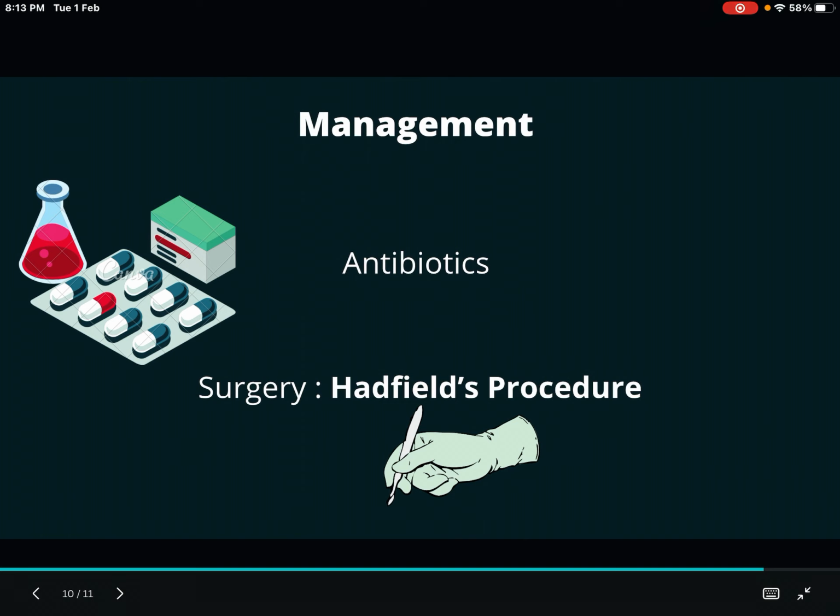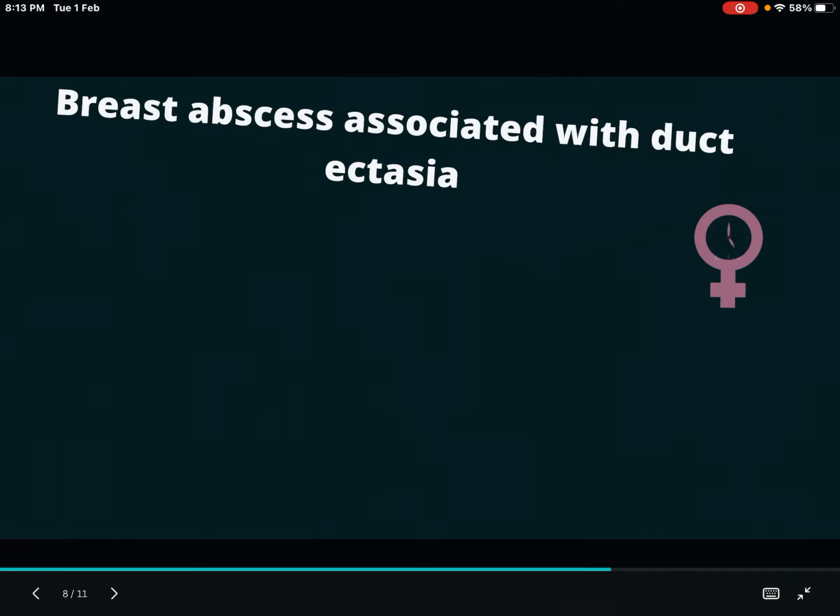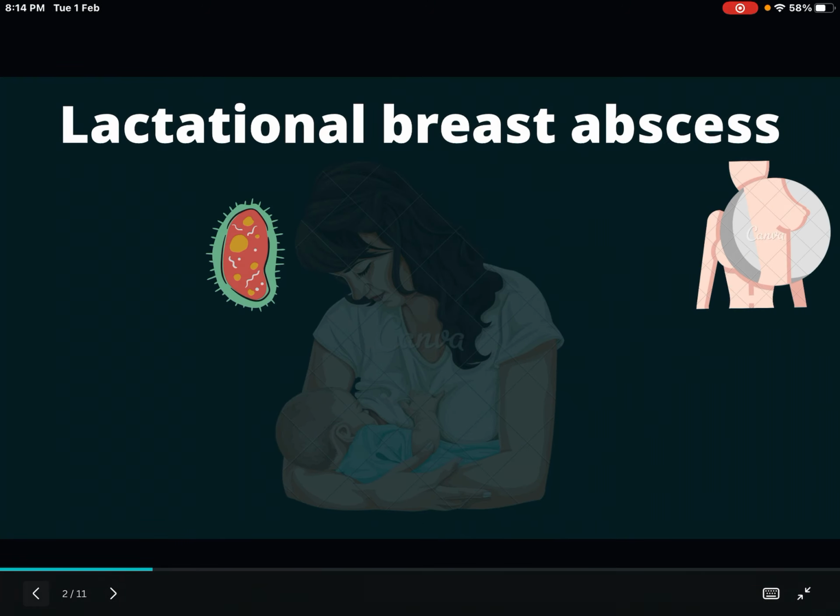The management is same. We have to give the antibiotics, and here the surgery part is also there, that is Hadfield's procedure. So the breast abscess associated with duct ectasia, antibiotics we have to give, and the surgery here is Hadfield's procedure. So these are the things that you have to remember for 4 mark. I'll just quickly say once again all the features that you have to remember.